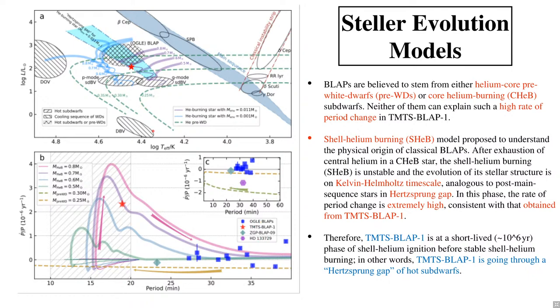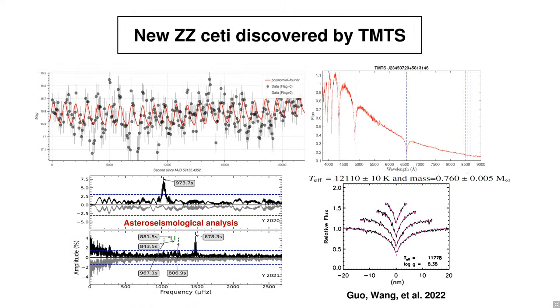So in other words, we can say that TMTS blob one is going through a Hertzsprung gap of subdwarfs.